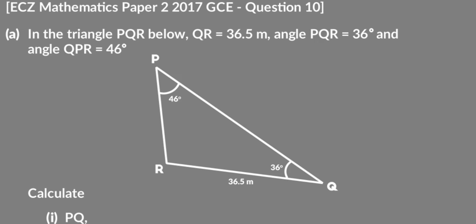We're going to use the principle of the sum of the interior angles to find the angle at R, and then after we have found the angle at R, we can simply use the sine rule to find the distance PQ. What I would like you to do is pause the video and try this question on your own, and then see if the answers found here match yours.